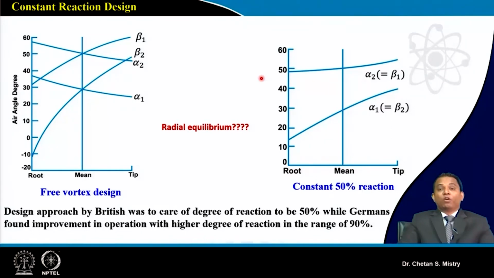But even if you recall, when I was discussing the degree of reaction, at that time I told that designers from Britain used to put the degree of reaction at around 50% at the mid section. Okay, they are opting for constant reaction designs also. For most of the German designs, as we have discussed, they have a high degree of reaction that may range around 90%.